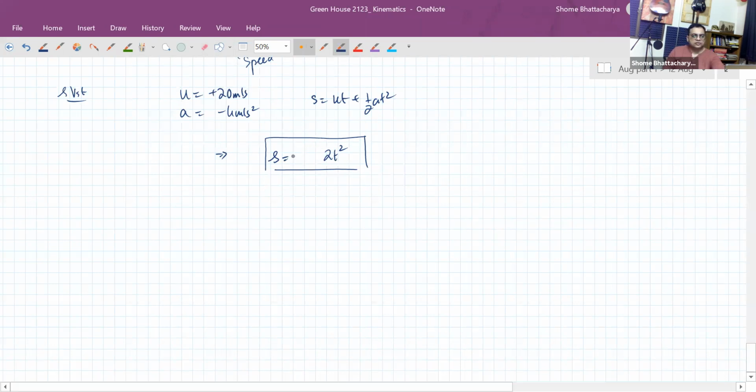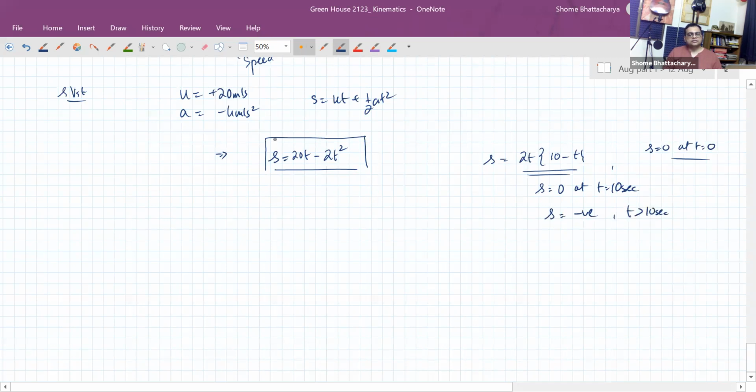Correction: ut plus half at square, but a is minus 4. So like this. You can see that if you factorize this, you can take 2t common. So you have 10 minus t. So you can see that displacement is becoming 0 at t equal to 10 seconds also. Of course, displacement is 0 at t equal to 0. And also you will see that displacement becomes negative for t greater than 10 seconds.